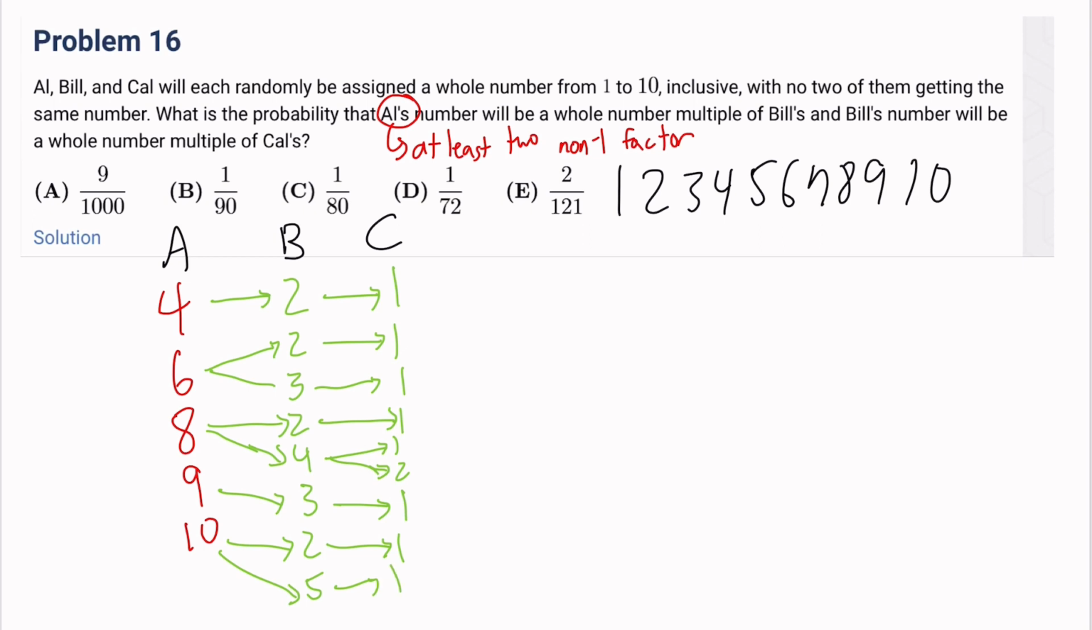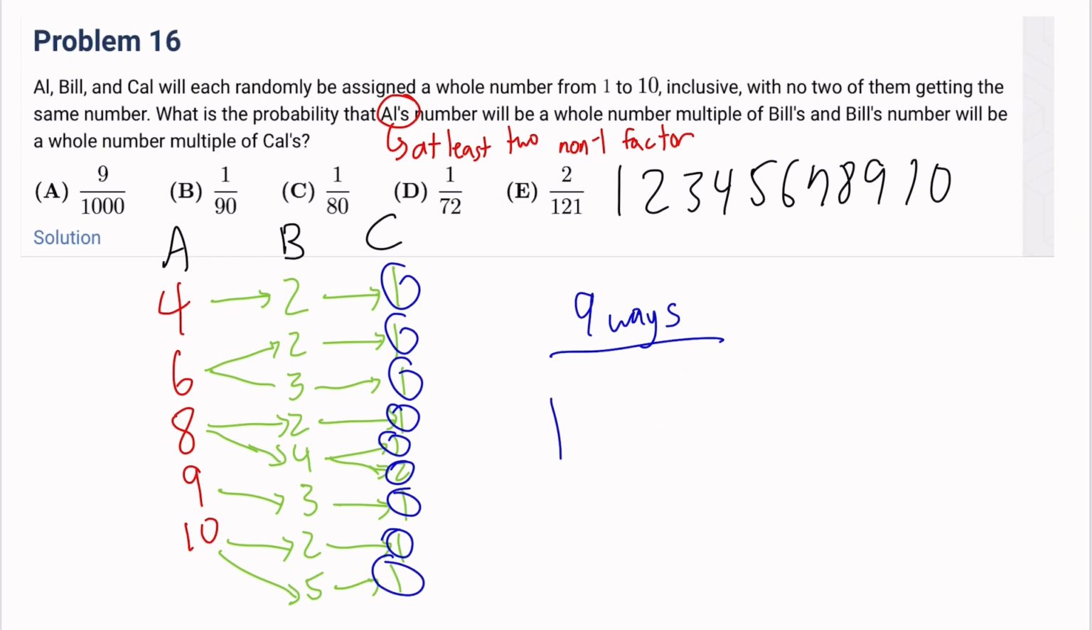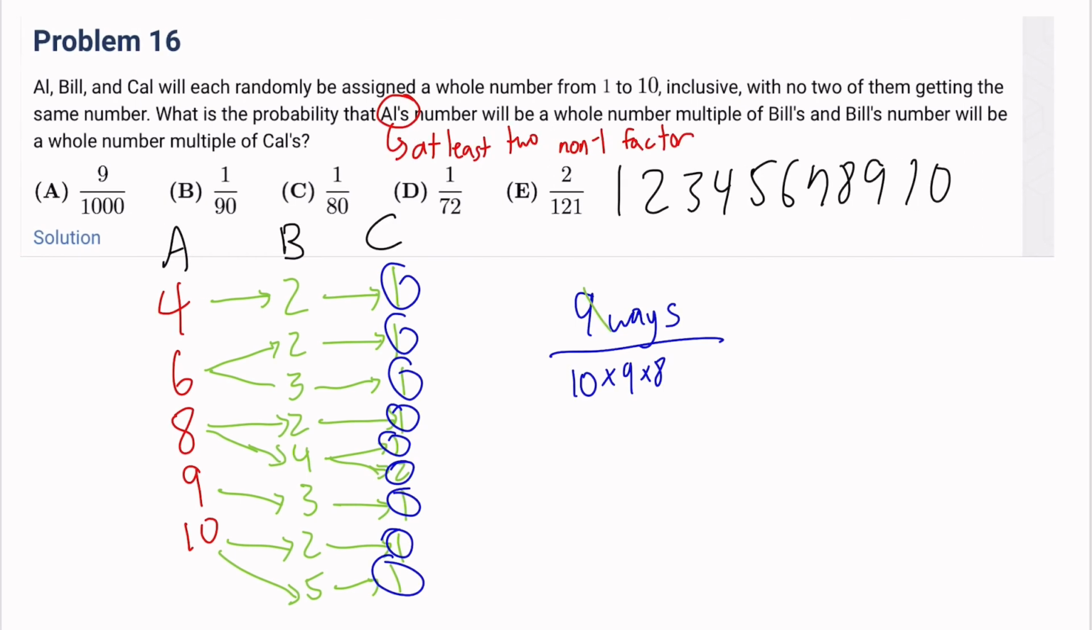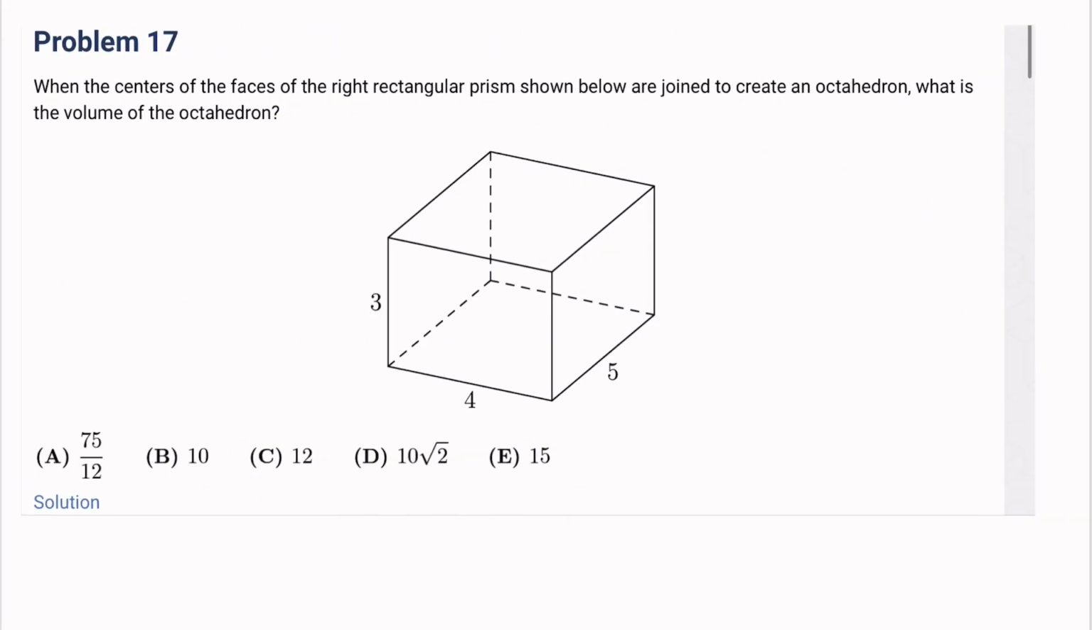And so this gives us 1, 2, 3, 4, 5, 6, 7, 8, 9 possible ways, right? So we have 9 ways, and all that over how many total possibilities? Since Al, Bill, and Cal have to get one number from 1 to 10 with no two of them getting the same number, it's 10 times 9 times 8, right? So this will be 720, but we don't have to simplify that because we see that these two get cancelled out. So this is 1 over 80. The answer is C.